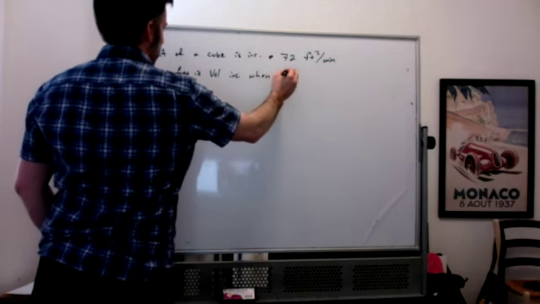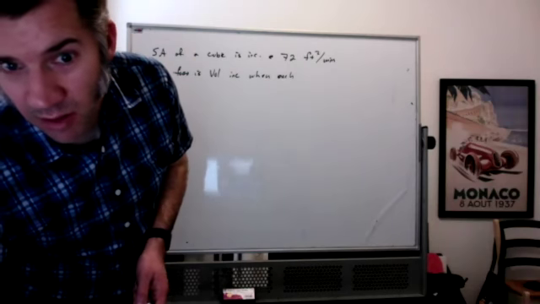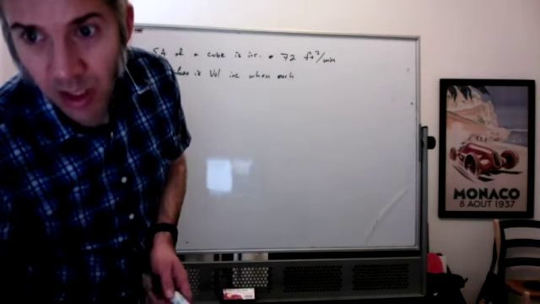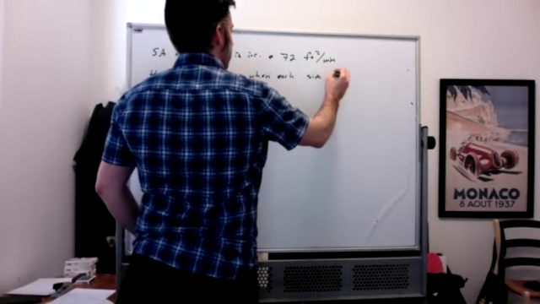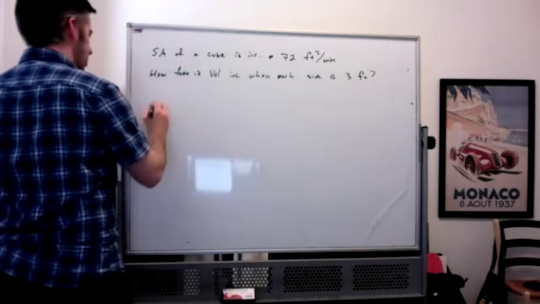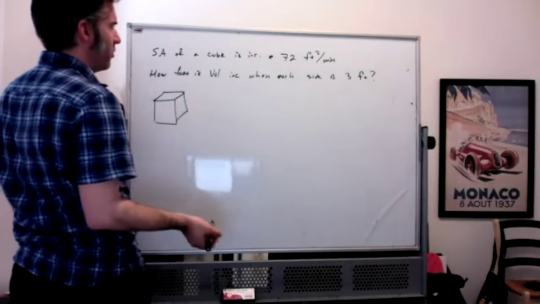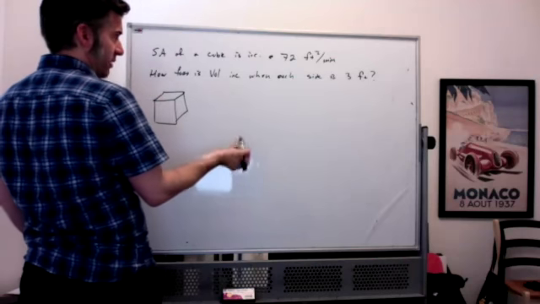When each side is 3 feet. Sorry, let me make this a little bit larger. Okay, so let's draw a cube. And we're saying we know that the surface area is increasing at 72 square feet per minute.